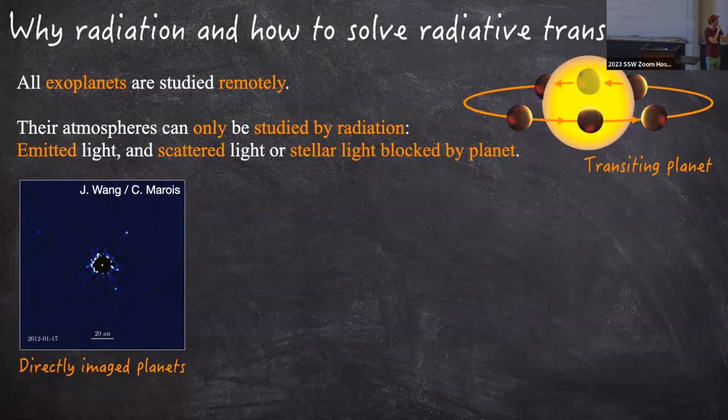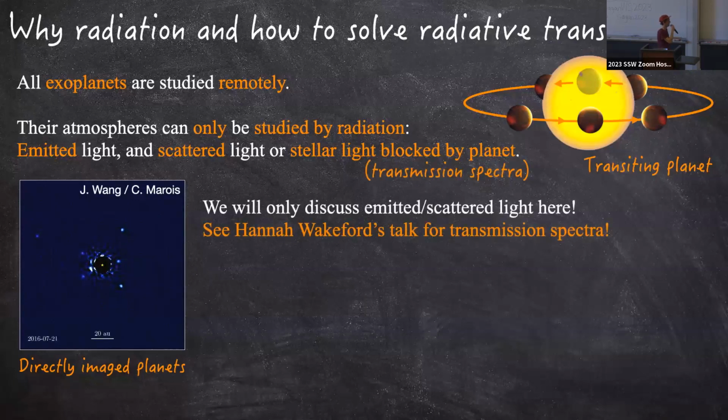Or we can also measure the flux modulation as it goes around the star. We see more of the night side, more of the day side as it goes around. And it can also block the light of its star, which is called a transmission spectrum. But we'll not talk about transmission spectra. This is covered by Hannah Wakeford's talk later this week. So we'll only discuss emitted and scattered light here.